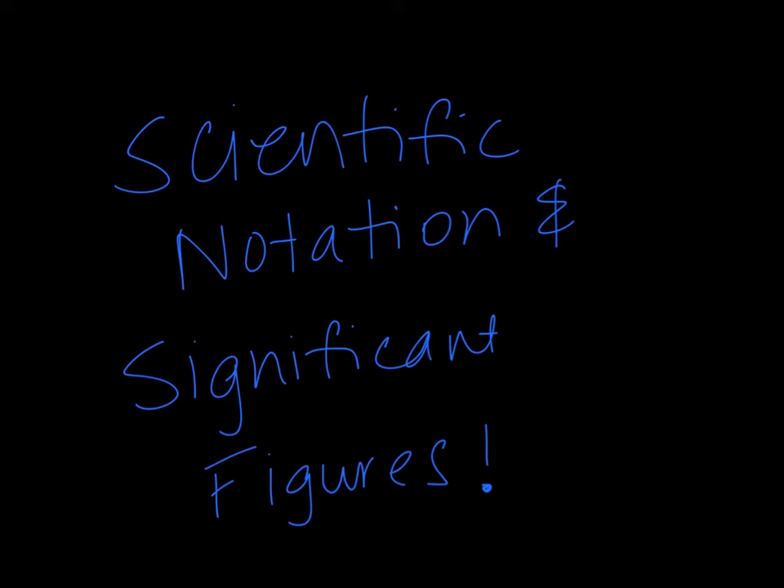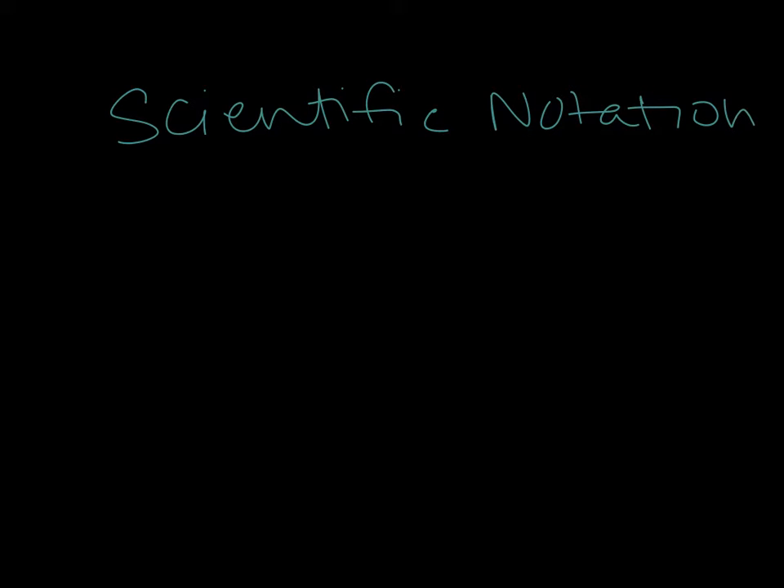Okay, this video is going to be over scientific notation and significant figures. So first we're going to talk about scientific notation. Scientific notation is basically just another way to express a number. In chemistry we use a lot of really big numbers and really little numbers, so we don't want to have to write a bunch of zeros. So we use scientific notation to make life easier.